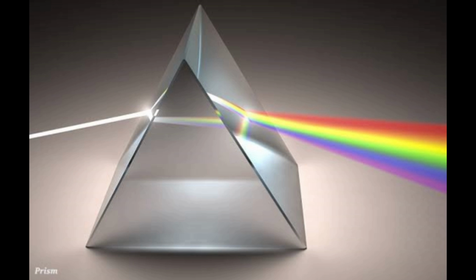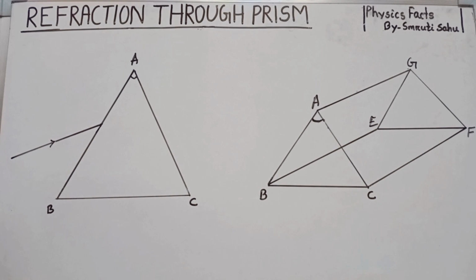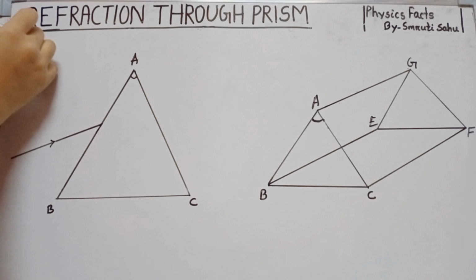Now students, here we discuss why splitting occurs. This occurs due to refraction of light. So we go to the topic, refraction of light through prism. First, we discuss what is a prism.